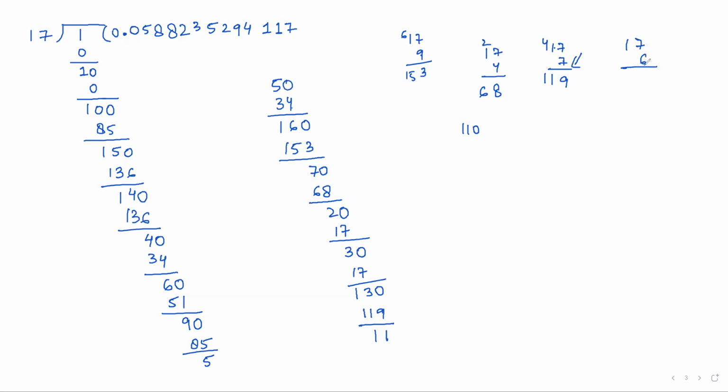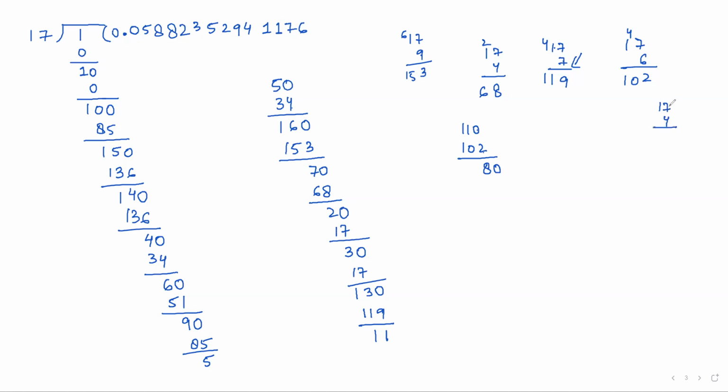So 7 into 6 is 42. 4, 102. Yeah. So 6 times 102. Now 10 minus 2 is 8. Then I get 8 as the remainder, right? So make it 80. Now 5 times is 85. So 4 times, let us try 17 into 4.